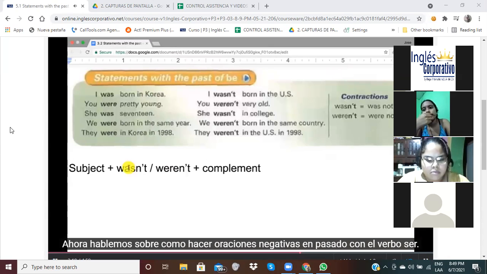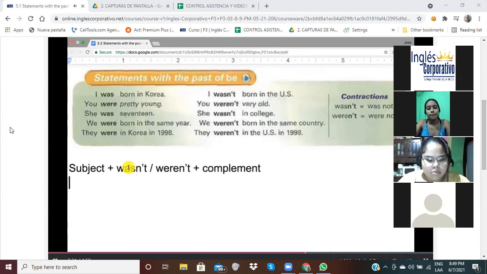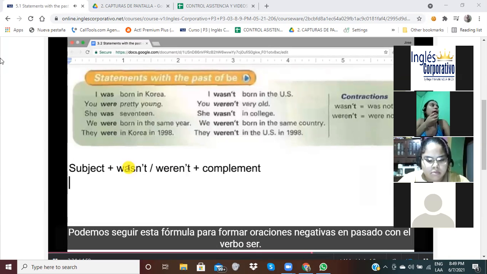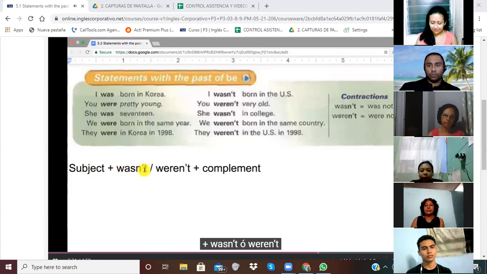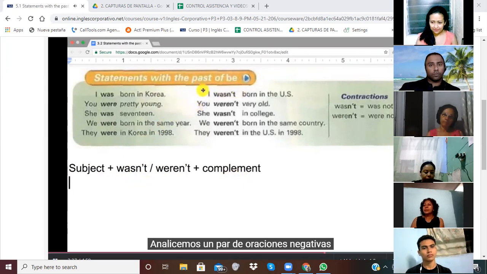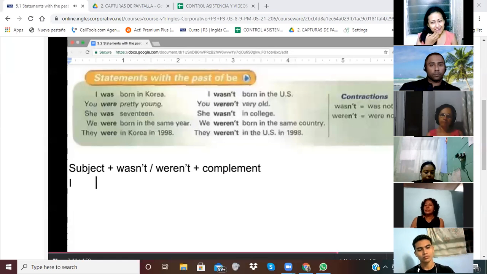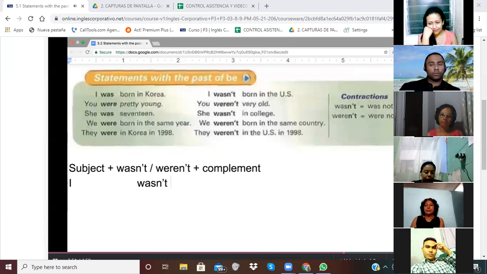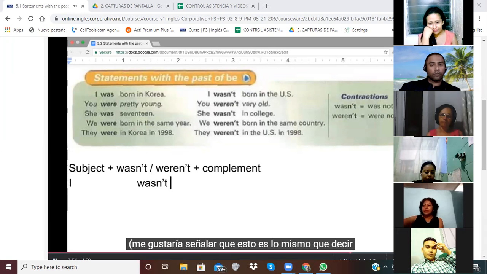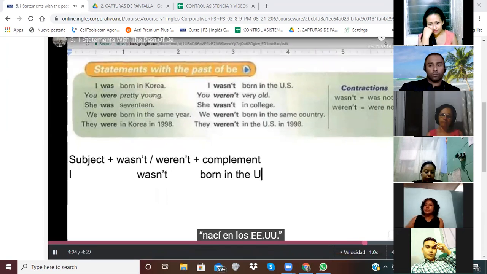Now, let's talk about making negative statements in the past with be. We can follow this formula to form negative statements in the past with be. Subject plus wasn't or weren't plus complement. Let's analyze a couple of negative examples. I wasn't born in the US. First, we need to add a subject, I. Then we will use the verb to be in the past in its negative form, wasn't. I would like to point out that this is the same as saying was not, but we will typically use contractions. Finally, we include a complement, born in the US.